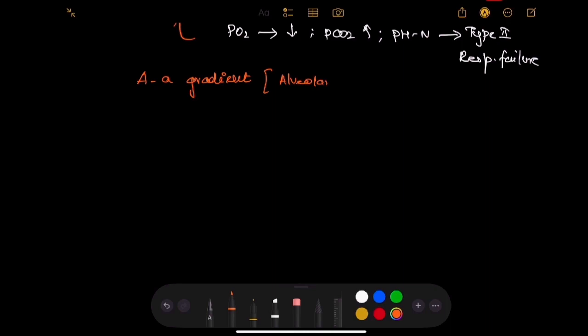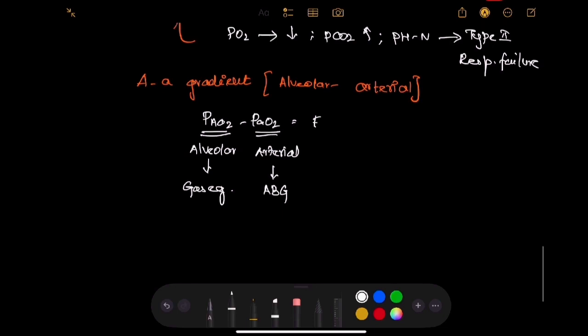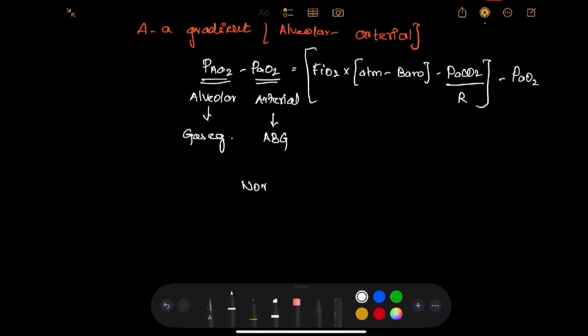Another part in assessing the oxygenation is the alveolar arterial pressure gradient of oxygen. It is the difference in oxygen concentration in the alveoli and the artery. We can determine the alveolar oxygen content using the gas law: PAO2, the alveolar concentration of oxygen, is equal to FiO2 times barometric pressure minus water vapor pressure, minus PCO2 divided by the respiratory quotient. The PCO2 we can get from the ABG.